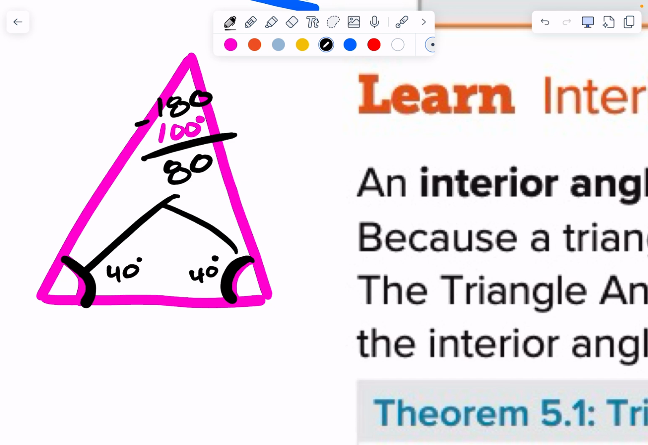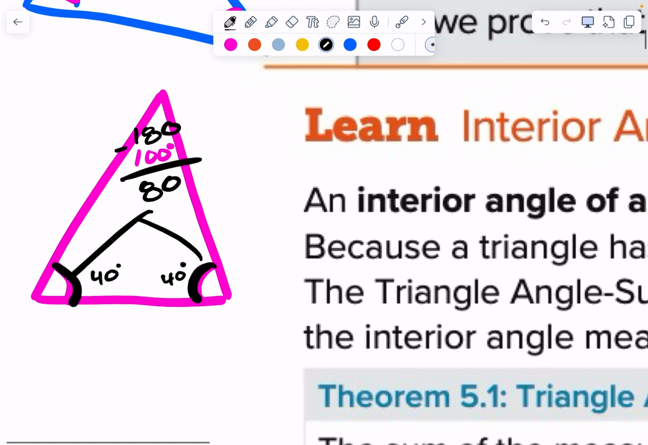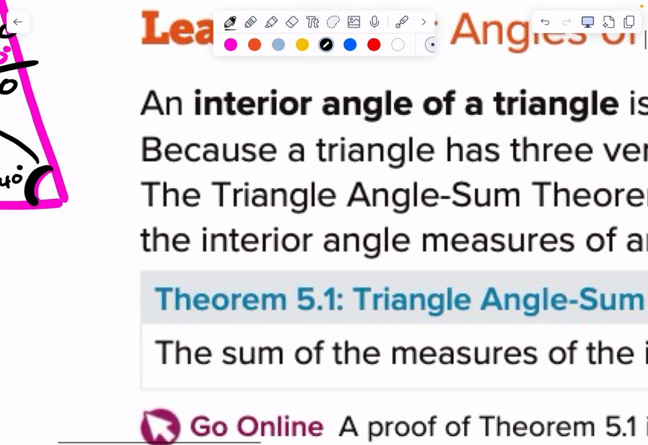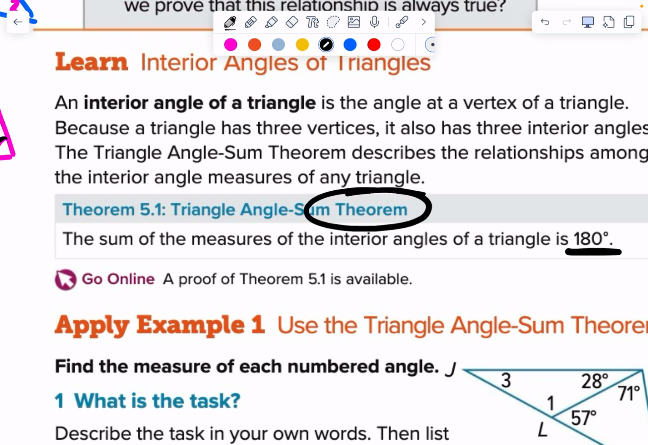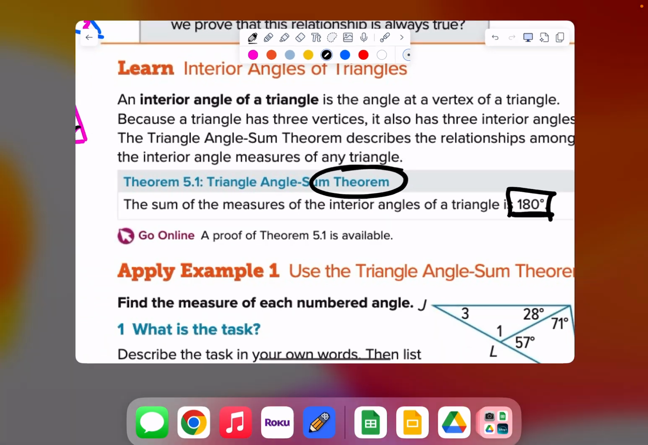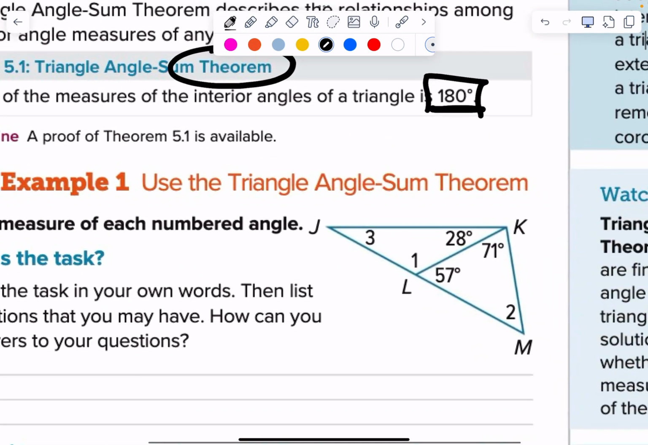Okay? Then we'll get into a little bit of algebra stuff, but basically, in a nutshell, that's what we have, right? Interior angles of a triangle, they all have to add up to be 180. That's what this theorem says, right? 180 is the sum.